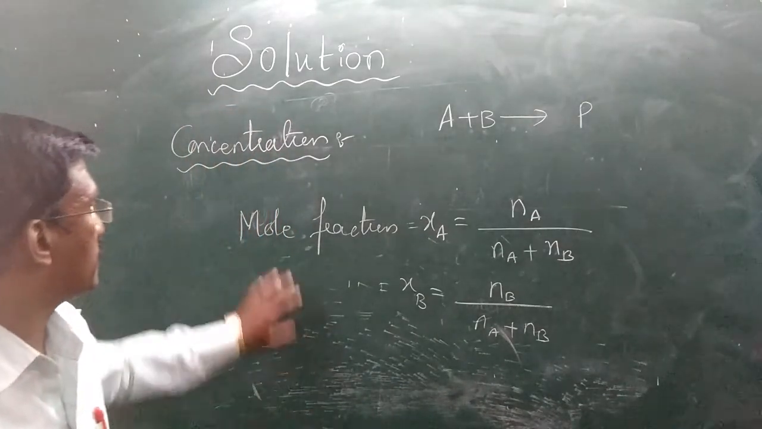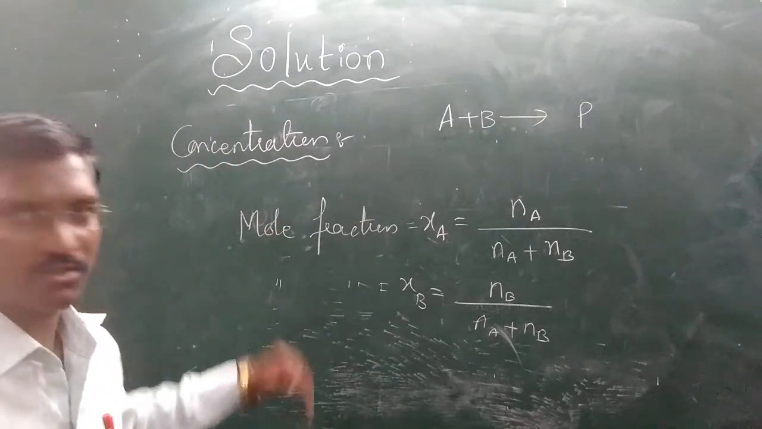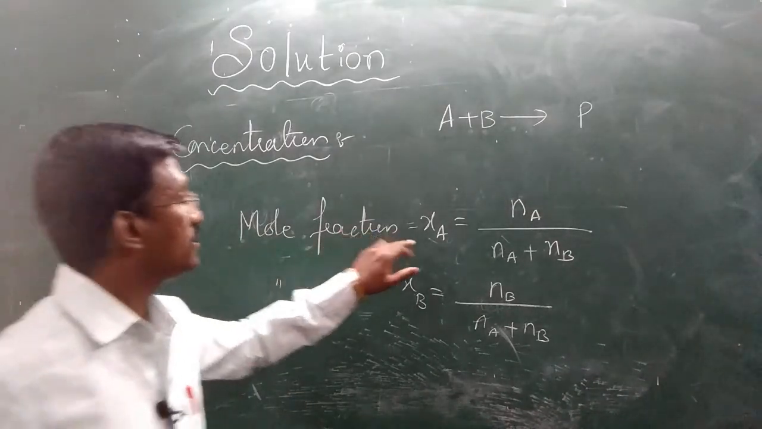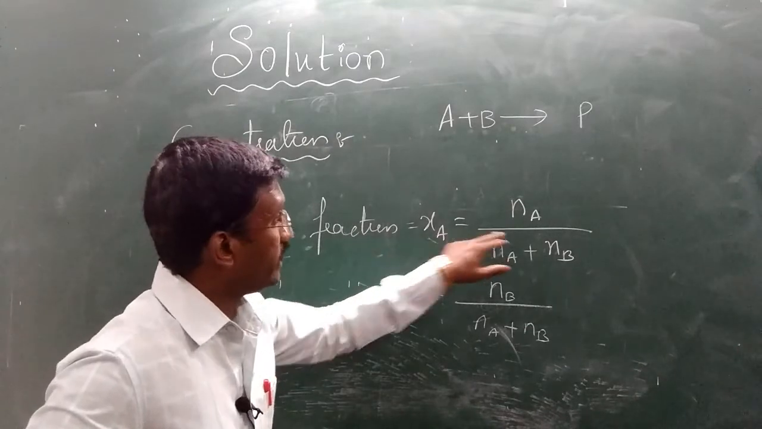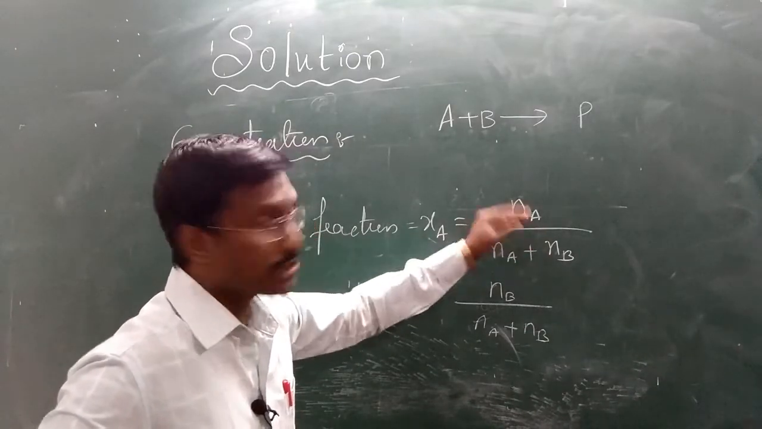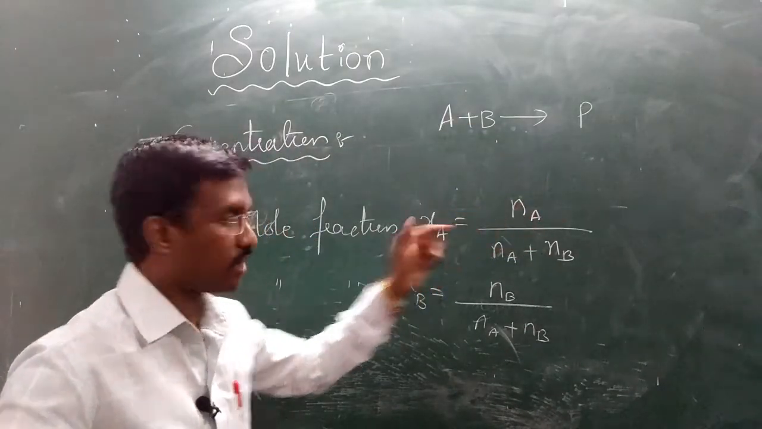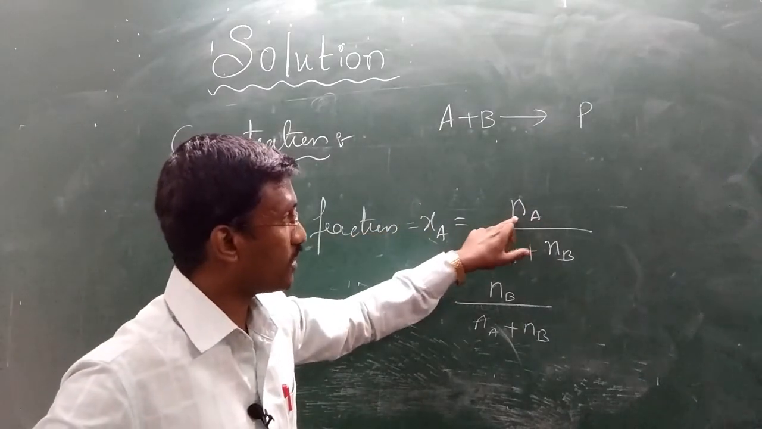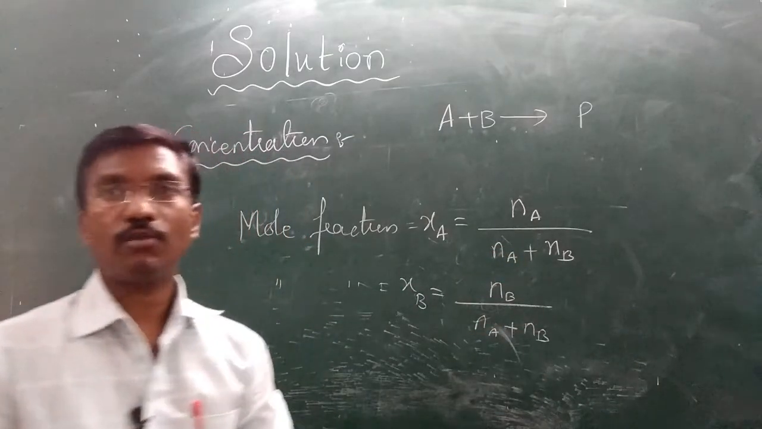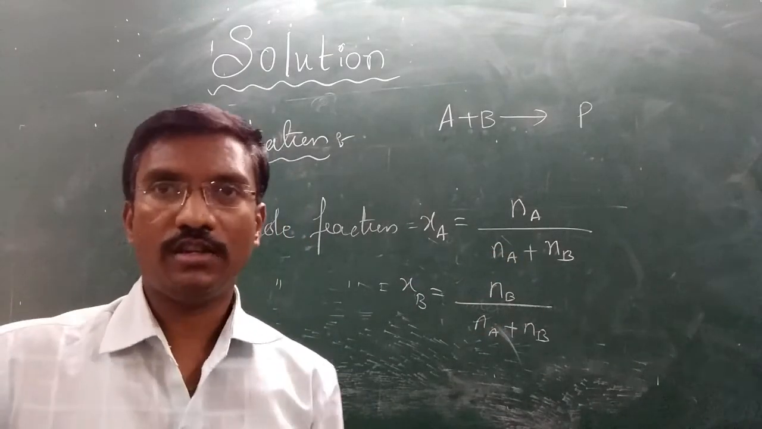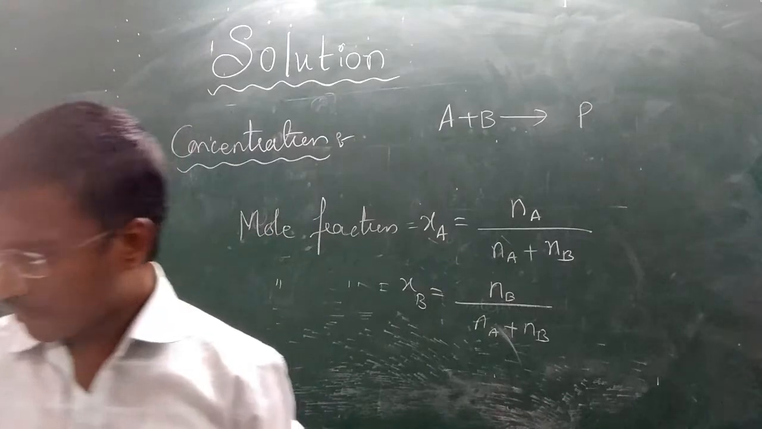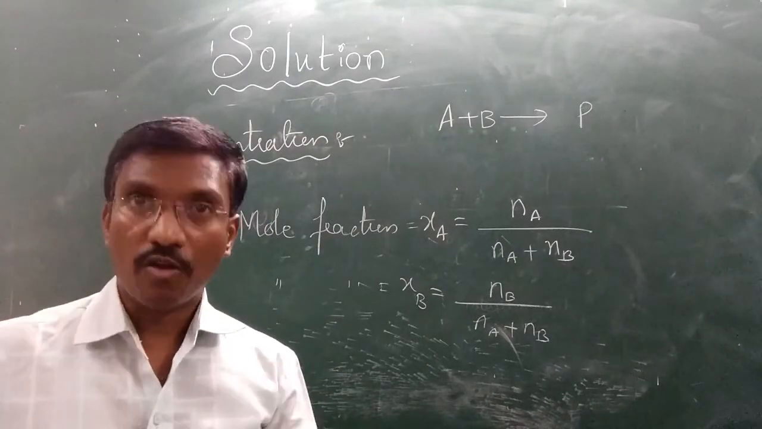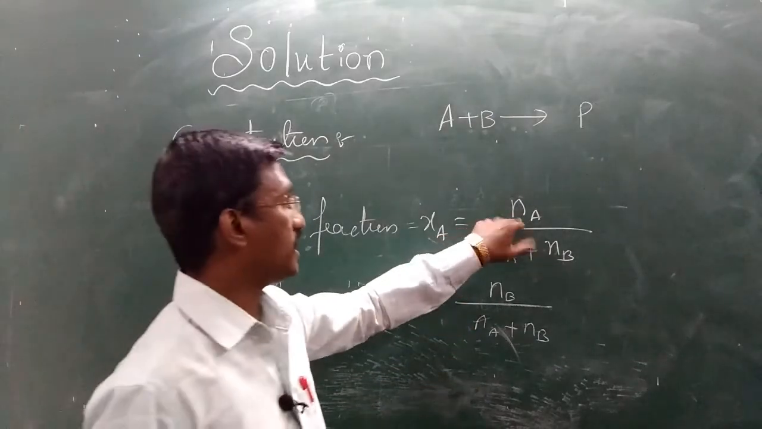So this is also important for the definition purpose, generally for your understanding. Mole fraction is defined as the ratio of the number of moles of that component, which one we are calculating, to the total number of moles in the solution. That is called mole fraction. Here we are calculating mole fraction on the basis of the number of moles. n is nothing but the number of moles.